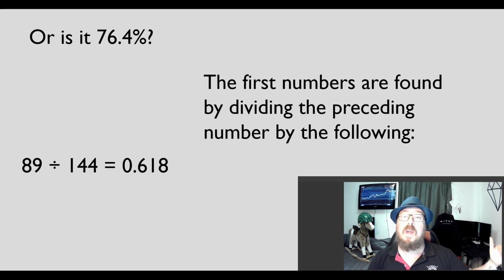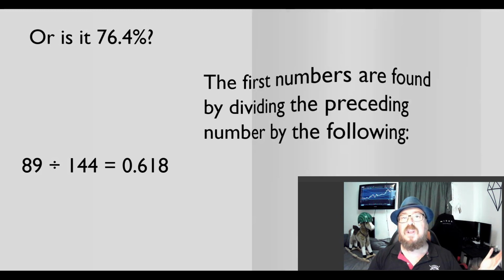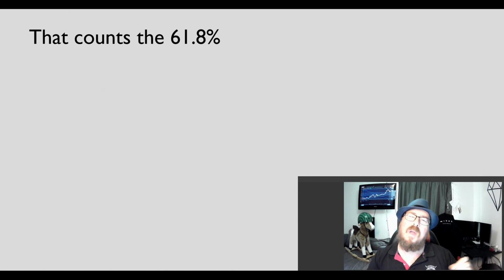You just need to remember the sequence, and you can go back to the start of this video to see some of those sequences. And if I did this 89 divided by 144, I end up with 0.618, the 61.8% retracement level. So how is the next one worked out? This first one was the 61.8%, so what about the next one?